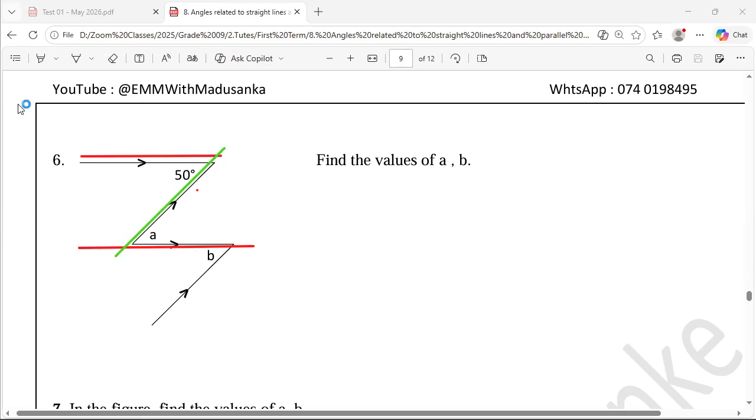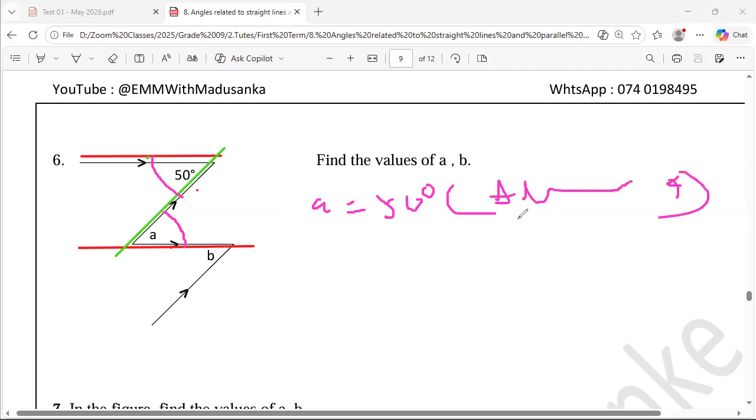So you need to clearly identify this. This 50 degrees is equal to A. So you have A is equal to 50 degrees. Reason: alternate angles. I am not going to write all the alternate angles. I am going to clear this.